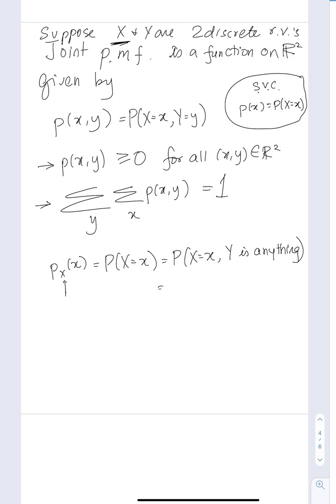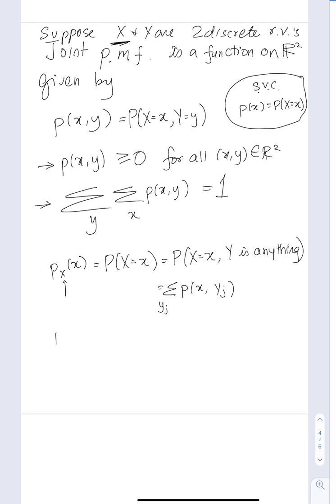That means we look at P of X comma Yj and add it up over all the different Yj's in the range of Y. All right? Because you want that X needs to be X and Y can be anything. So you have to add up all these different probabilities over all the different values that Y can be. And so you will have the mass function of x.